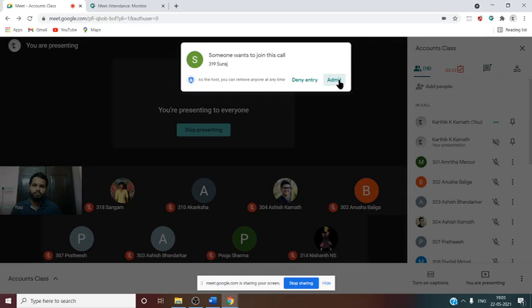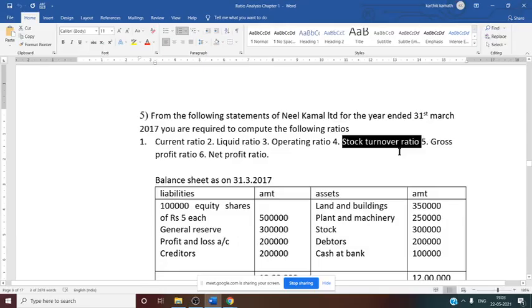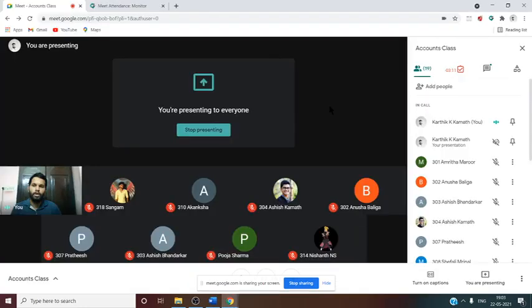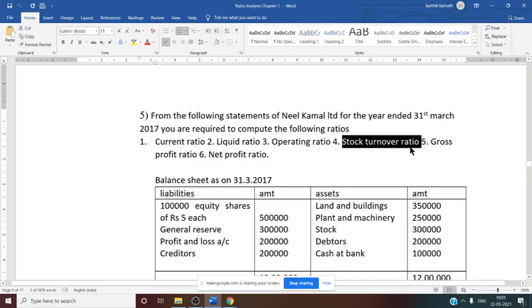Yes, one more formula required here is stock turnover ratio. See this stock turnover ratio. Here formula for stock turnover ratio is cost of goods sold divided by average stock into 100. So cost of goods sold, again sales minus gross profit, you will get cost of goods sold, then average stock, opening stock plus closing stock divided by 2.